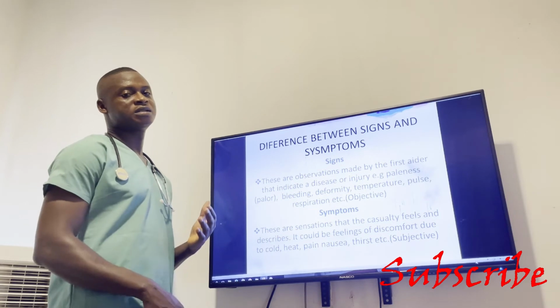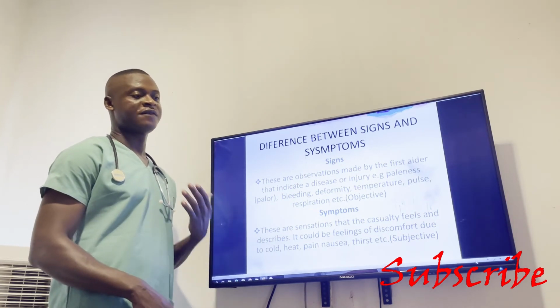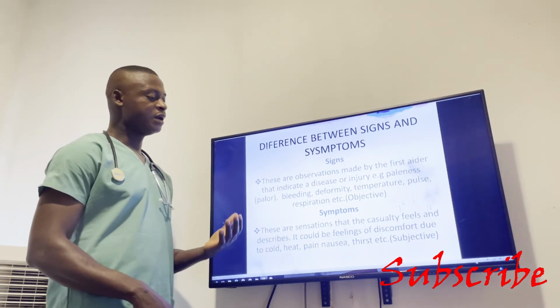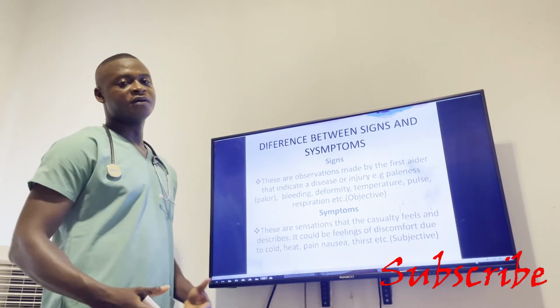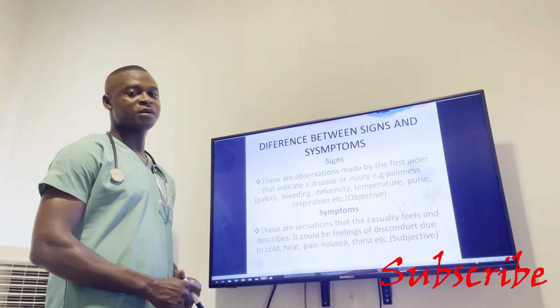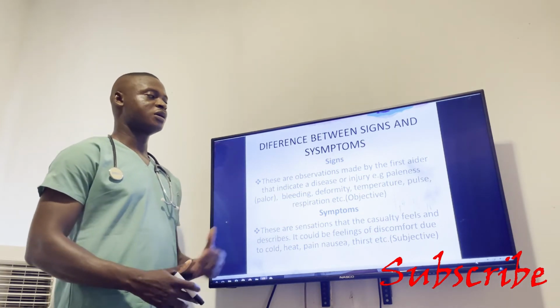So signs are what you, the medical personnel, can see and then you can find out. And the symptoms are the things that the patient will tell you that they feel based on what is going on in their body. All right, so that is that about signs and symptoms.